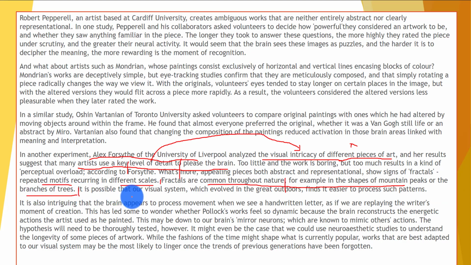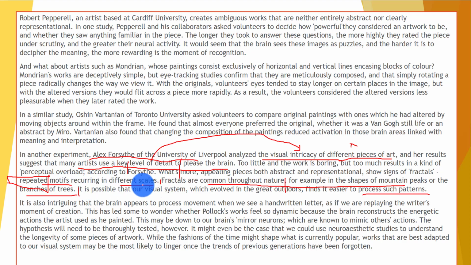It's possible that our visual system, which evolved in the great outdoors, finds it easier to process such patterns. Now, let's go a little bit back. What's more, appealing pieces, both abstract and representational, show signs of fractals. Okay. Repeated motifs. Okay. We have the word repeated. Repeated motifs recurring in different scales.